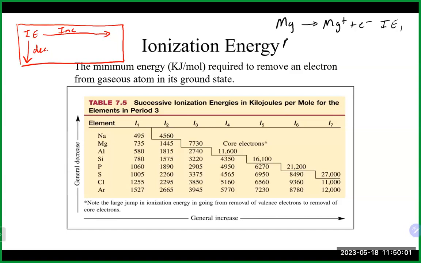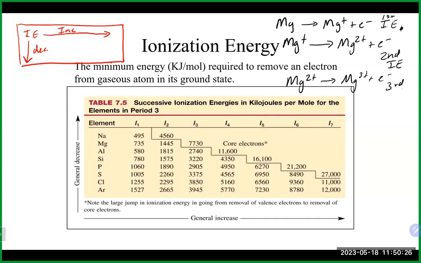Then that guy that has lost 1 electron would go and lose another electron, which would bring it to this. And this is what is referred to as the second ionization energy. And this guy with a +2 charge would then maybe lose another electron, and that would be the third ionization energy.